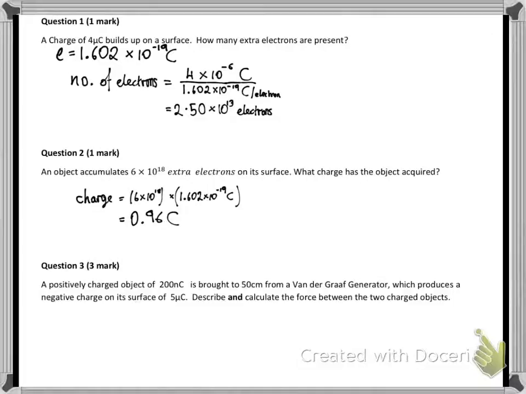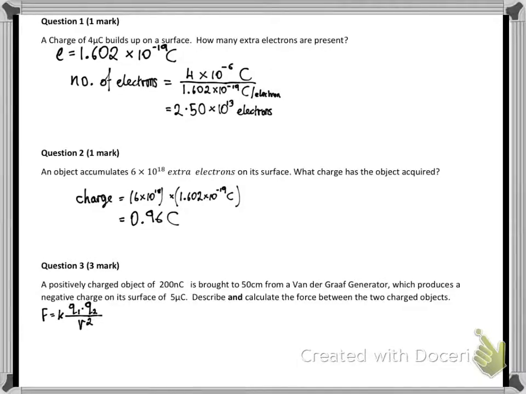Question 3. A positively charged object of 200 nanocoulombs is brought to 50 centimeters from a Van de Graaff generator, which produces a negative charge on its surface of 5 microcoulombs. Describe and calculate the force between the two charged objects. The force between two charged objects is given by Coulomb's law. There it is.